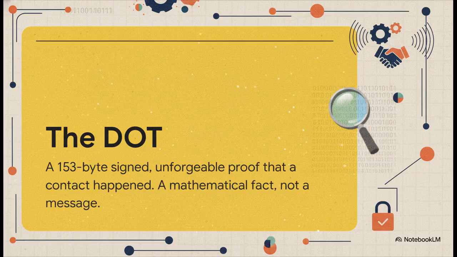So what is this fact it's signing? It's called a dot. Now, a dot is not a message. It's not hello or how are you. It is a signed, unforgeable proof that a contact happened between two things at a very specific time and place. It is pure mathematical certainty. It is not a conversation.